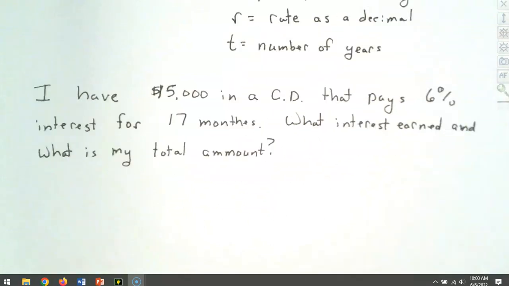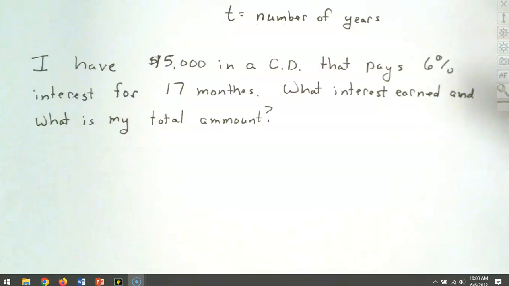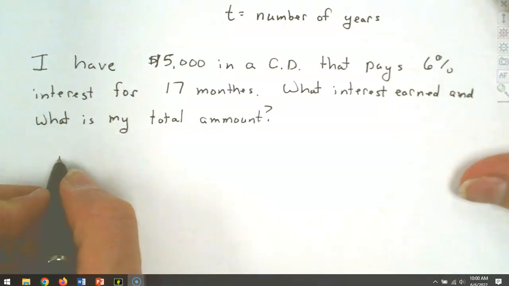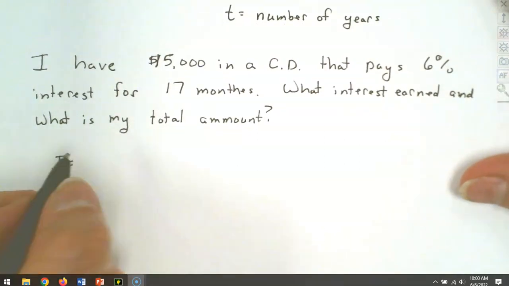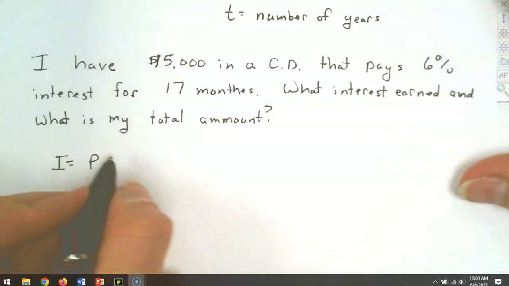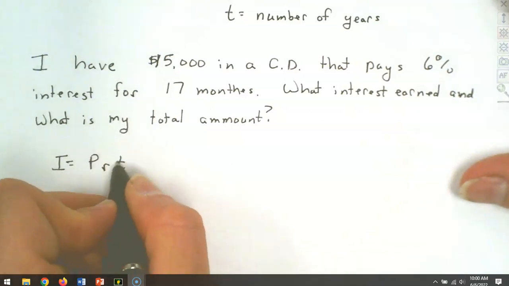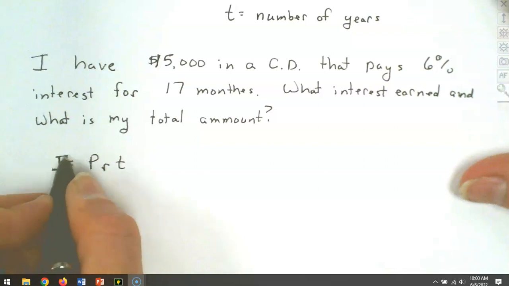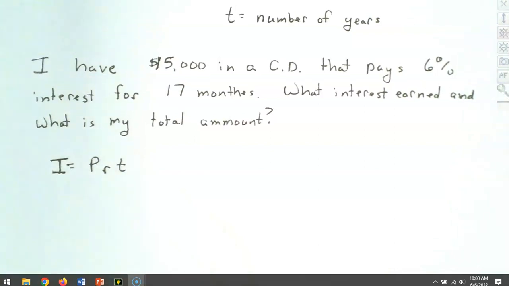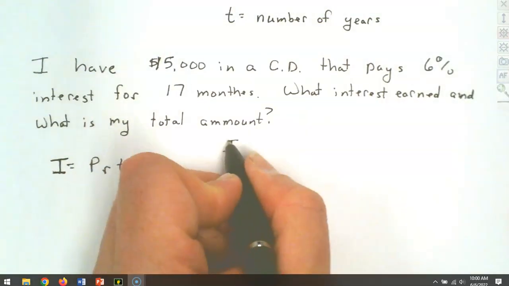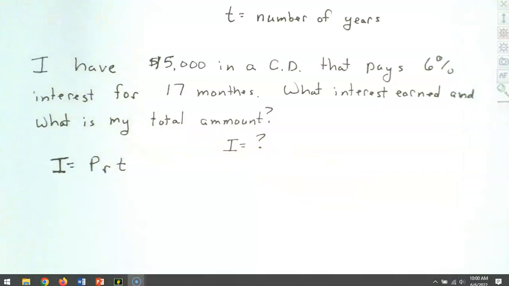So the first thing we need to identify is write up our formula, then identify the different parts. So our formula is I equals PRT. And whenever I use a formula, I like to always write it down. That way I have it and I can see it. Okay, so it's all right there. Now, our interest is the part that we don't know. We want to find that.